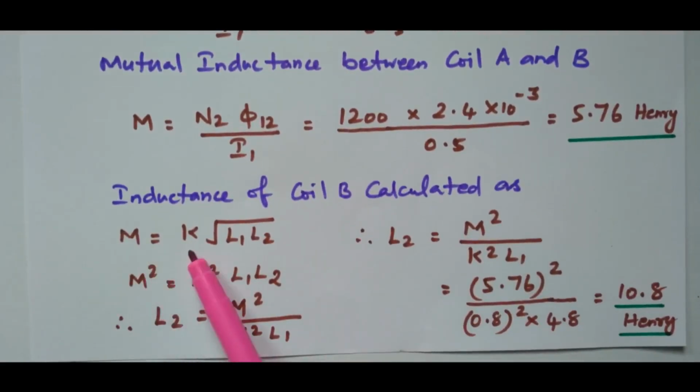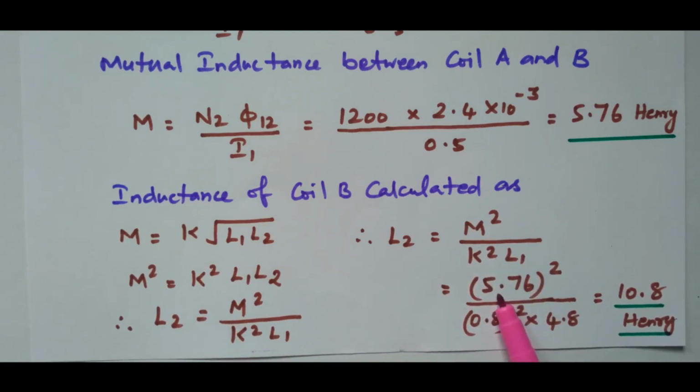So M equals K into square root of L1 L2. The M value we calculated, the K value is also known, and L1 is already calculated. So from that we can calculate the L2 value. Squaring both sides, M square equals K square L1 L2. So L2 equals M square divided by K square into L1.